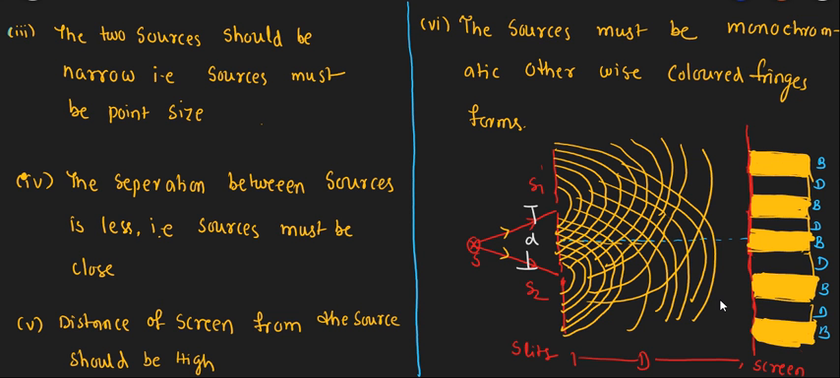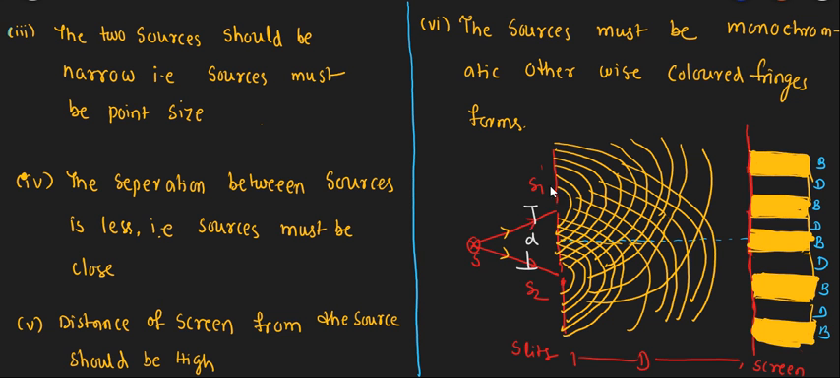But to obtain interference, the sources must be coherent, meaning they should emit light with the same frequency and same wavelength, and the phase difference or the path difference should be constant or zero. This is the condition for coherence. Second, to obtain good contrast between the bright and dark bands, the amplitudes should be equal. The third point is that the sources should be narrow. To obtain sustained interference, sources should be narrow.